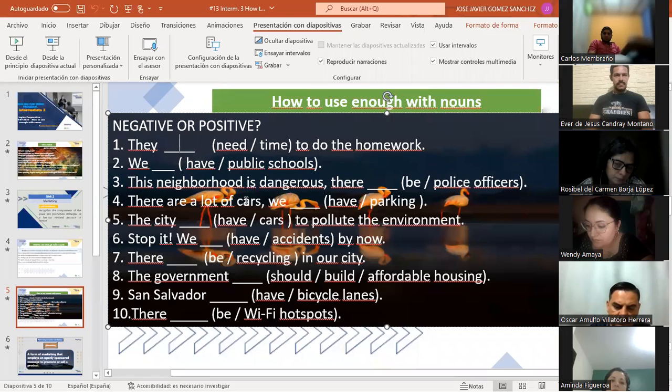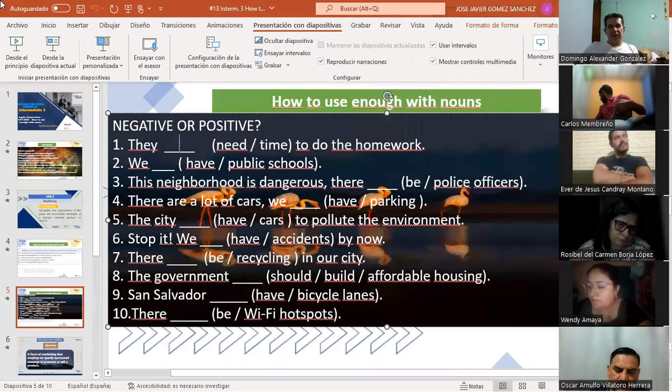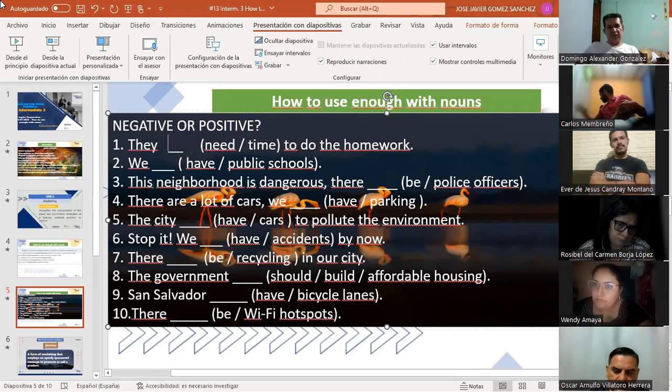But it's very difficult, right? Because you have to understand if the context is negative or positive, right? For example, when you want to do your homework, the question is, do you need time to make homework or not? Trini, what do you think? Do we need time to make homework, yes or no? Yes, we need time, right? Okay, so in this case, we have the verb need. Because Trini said that we need time, is it positive or negative? Aminda, what do you think? Positive. Positive, right? So in this case, we're going to write, they need.